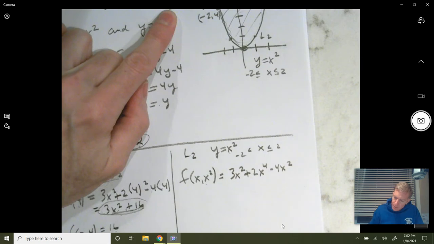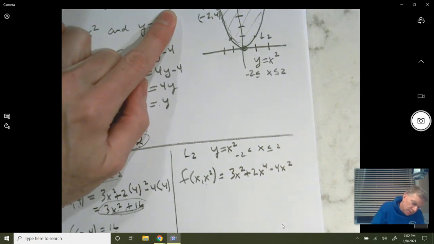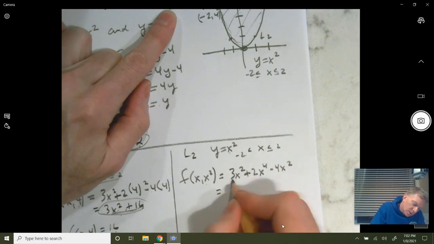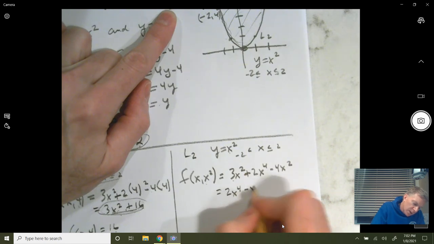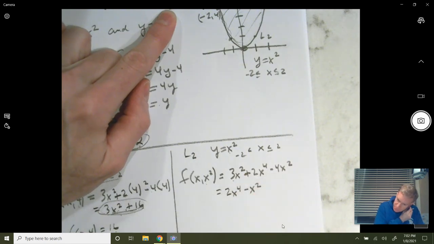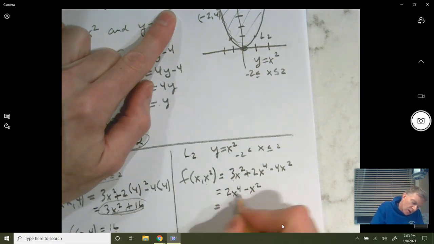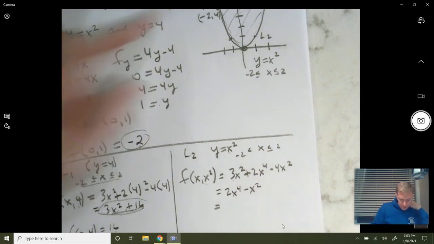And what this comes out to be is 2x to the 4th minus x squared. We could factor out an x squared from both of these, but do we want to do that? I don't know that we want to do that.